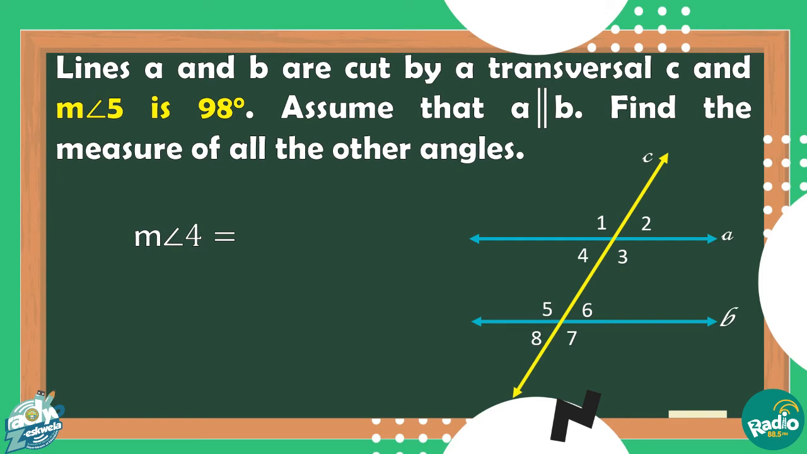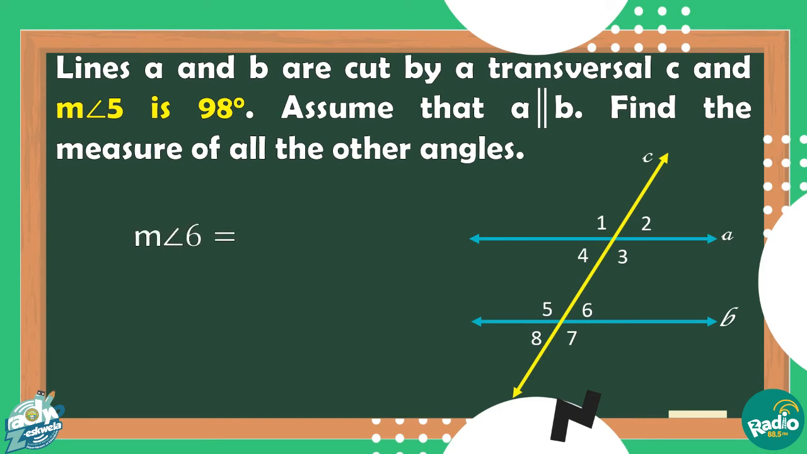Next, the measure of angle 4. As observed in the figure, angles 1 and 4 are on the same line, which is line C. And we all know that the two angles are on the same line, therefore, they are supplementary. Since we know that the measure of angle 1 is 98 degrees, therefore the measure of angle 4 is 82 degrees. Next, the measure of angle 5 is 98 degrees as given.